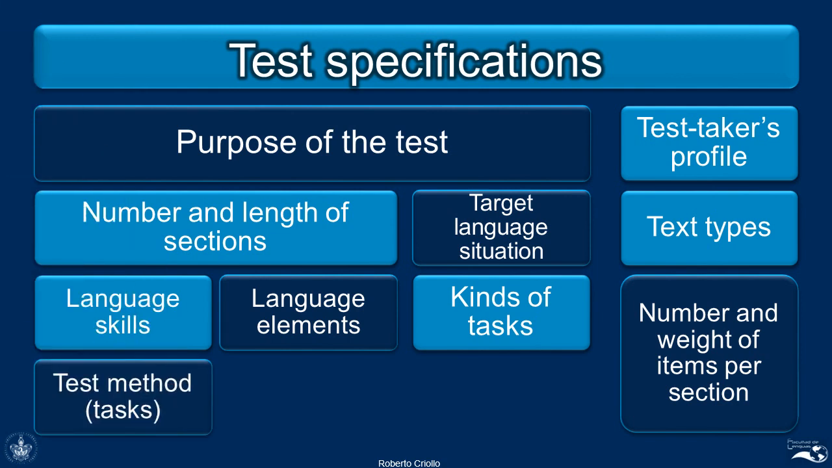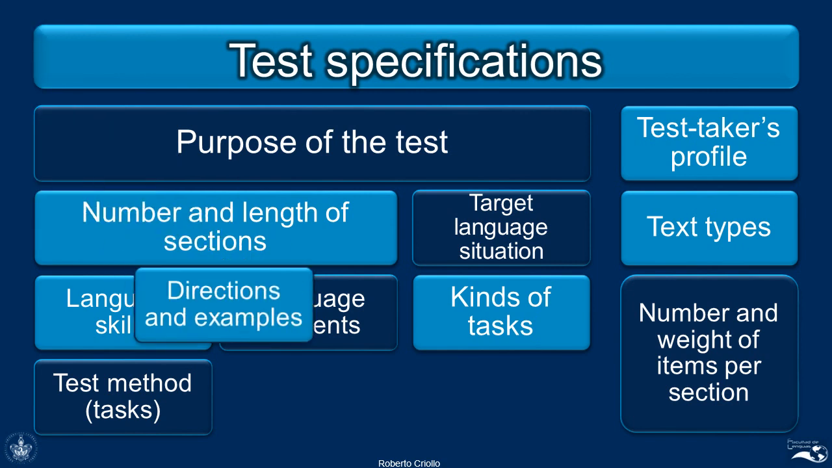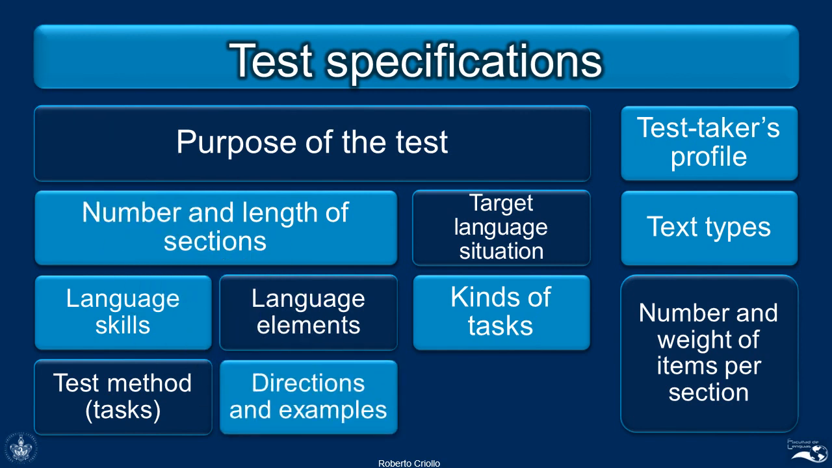The next one is the test method, and in this case, of course, we're going to be talking about the specific tasks that the students will do. So, is our test going to include multiple choice, fill in the blanks, short answer, and all of those kinds of items? The next element, of course, we need to make sure that every section of the test has specific directions and even examples of how the students have to answer the different items.